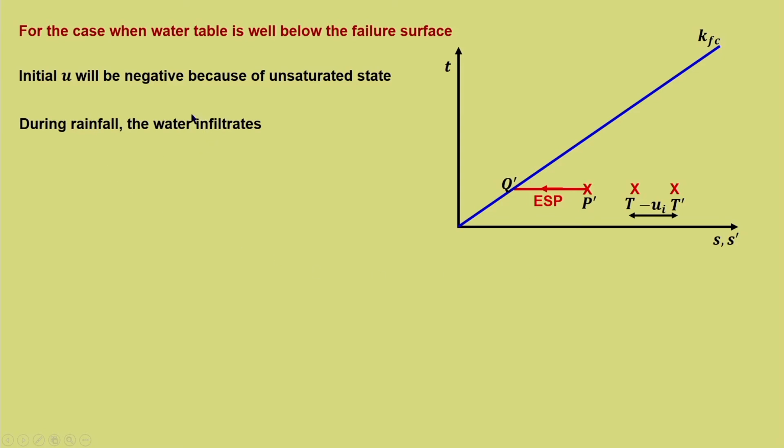So, during rainfall, the water infiltrates. Now, when the water infiltrates, T will increase due to the change in unit weight of soil. In this particular case, the unit weight initially was bulk. As it gets saturated, it becomes gamma sat, which is more, and hence T will increase. So, we now know the direction in which the stress path would move. Because of the increase in T, it has to move in the upward direction.